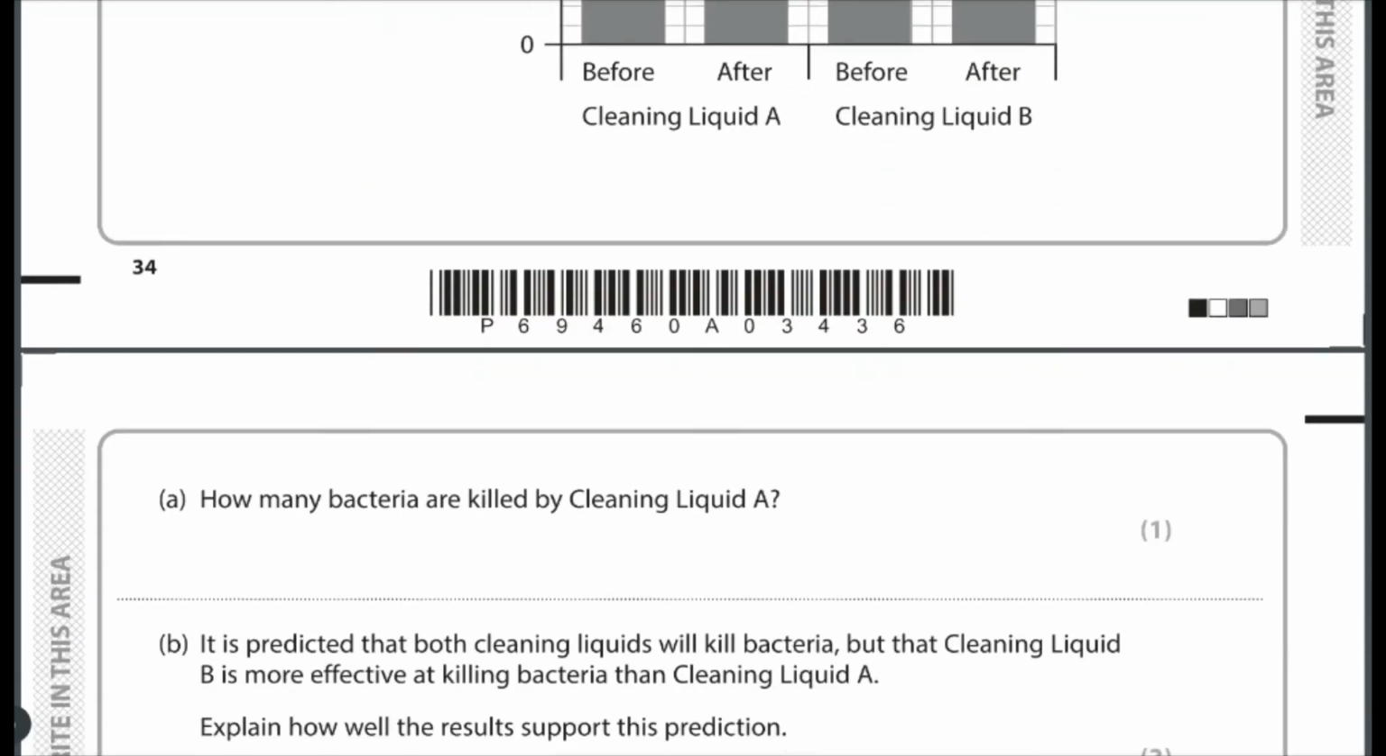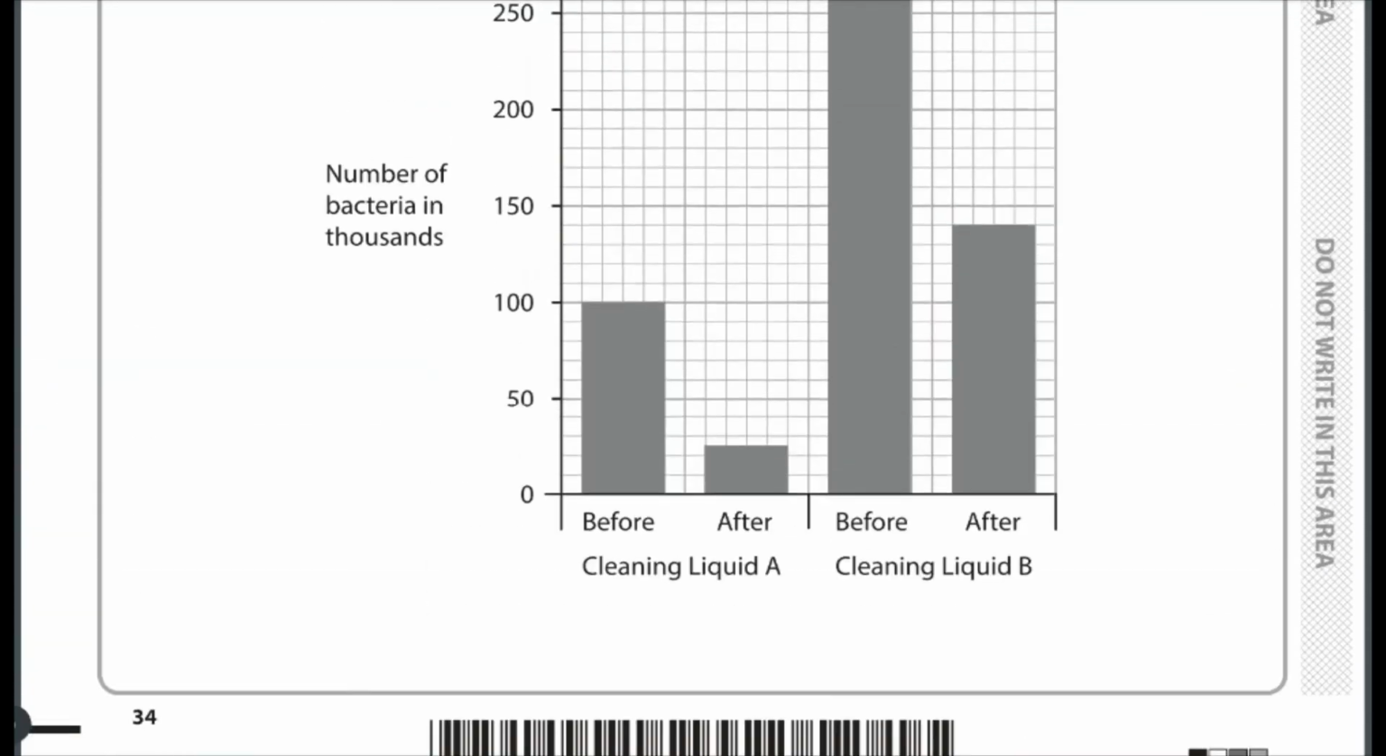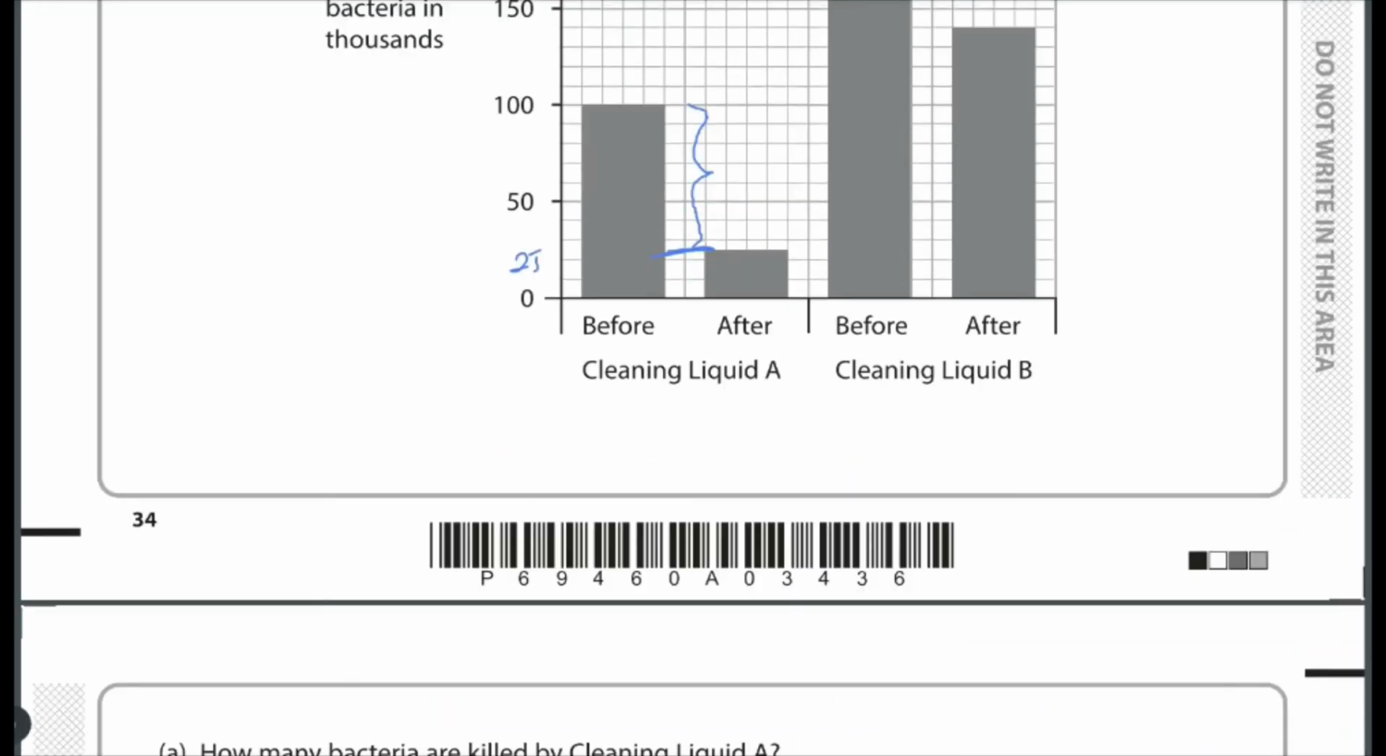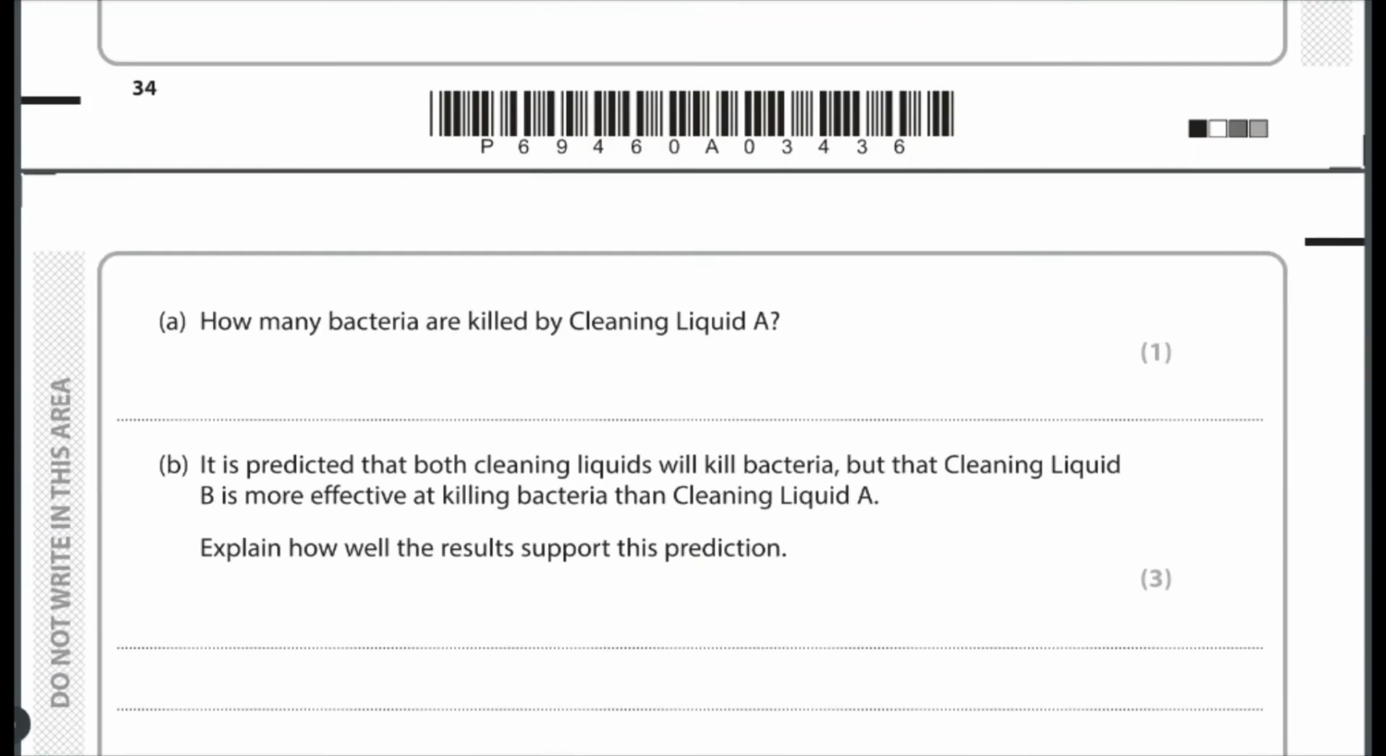How many bacteria are killed by cleaning liquid A? We need to find out the difference here. It's given in thousands, so 100,000 minus this value, which is 25. So we'll do a small calculation. 100 minus 25 is 75,000.